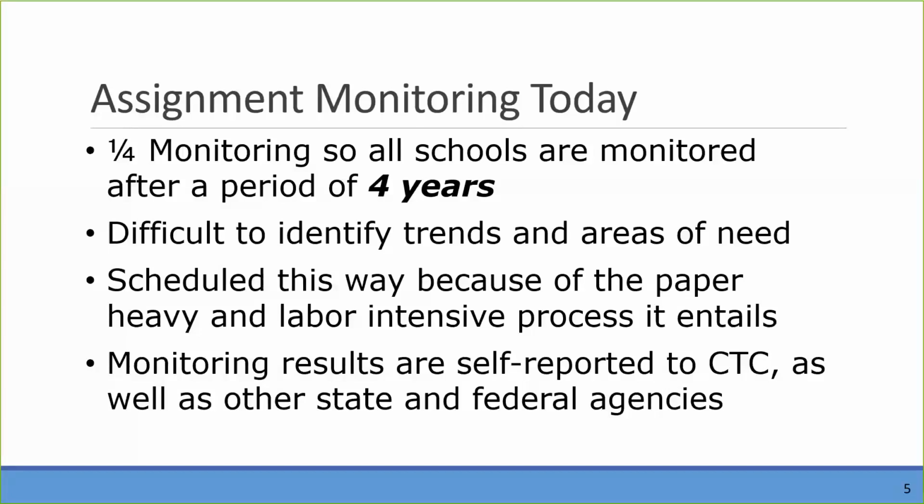The paper process is a really heavy, labor-intensive process right now, and it takes a lot of work for both the district and the county and the Commission. And the monitoring results are self-reported to the Commission right now, so there could be variability between how the identification occurs for the misassignment. And so those self-reported results are what go to other state and federal agencies on the Commission.